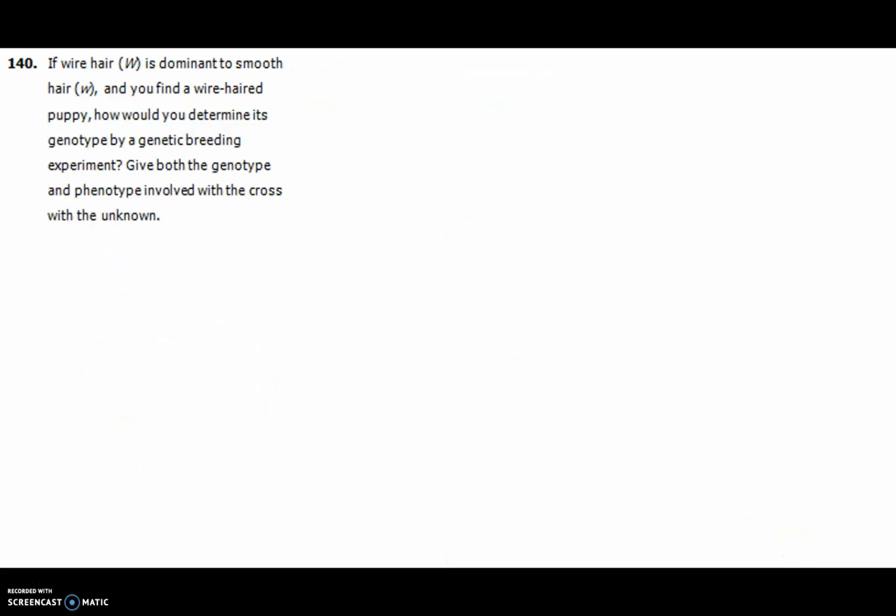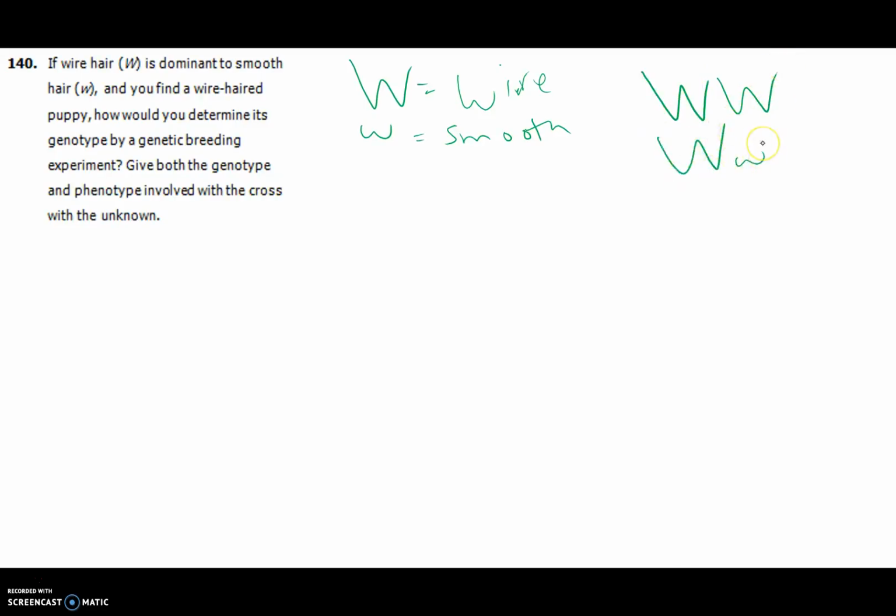Okay, next. If wire hair is dominant to smooth hair, so this is wire hair, like in dogs when it's coarse and not very soft, is dominant to a smooth hair. I'm going to use a small w for smooth hair. And it says you find a wire-haired puppy. So now this wire-haired puppy can be 2 options. It can be homozygous dominant or it can be heterozygous.